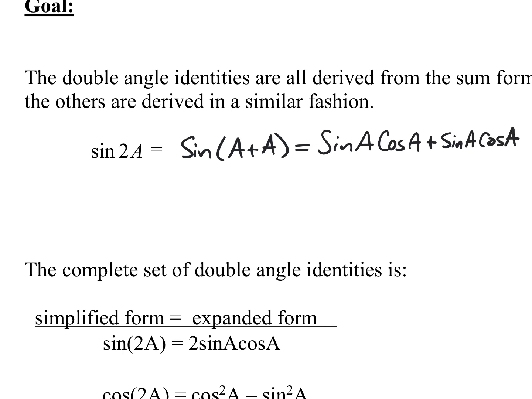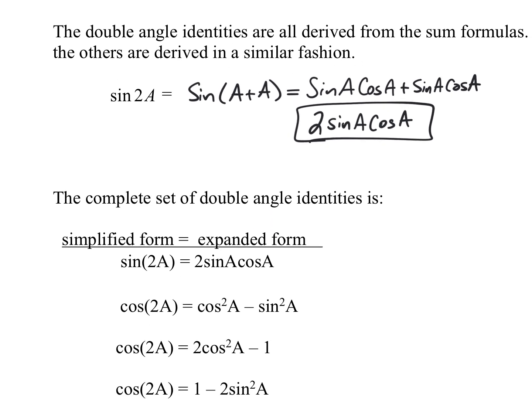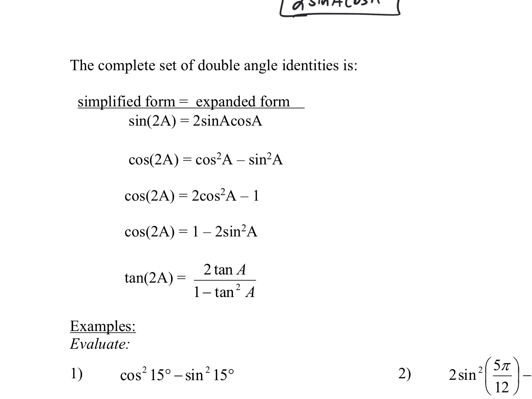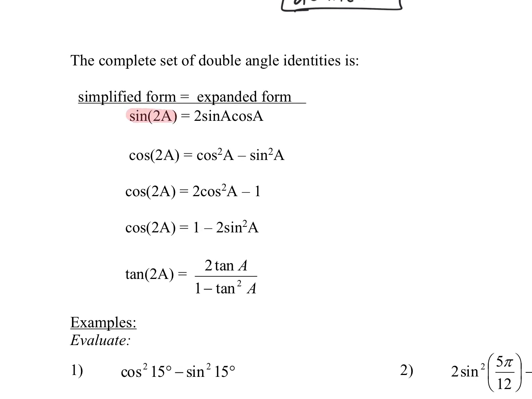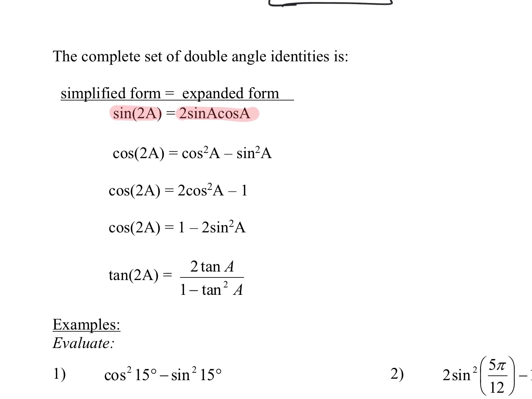What you'll notice is we've created like terms, sine A times cosine A plus sine A times cosine A. So we can simplify this to 2 times sine A times cosine A. It is as simple as that. 2 sine A cosine A is our sine double angle formula. So we can scroll down to the middle of our page, and we can see our sine double angle formula just as we saw up above. It is 2 sine A times cosine A.